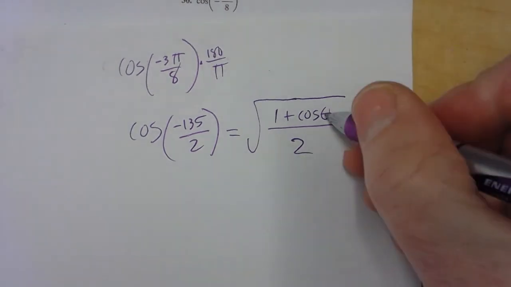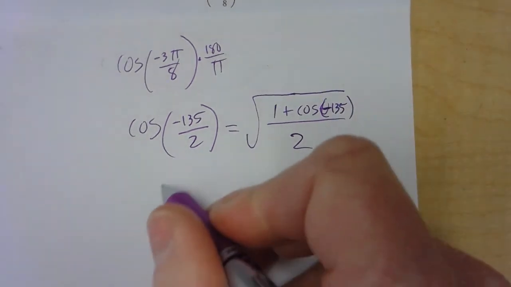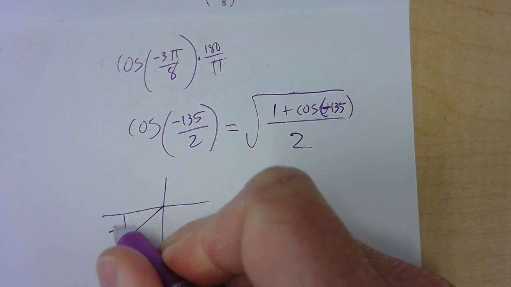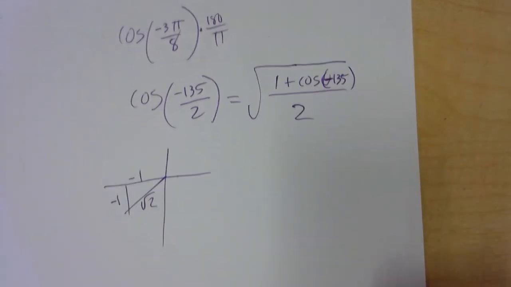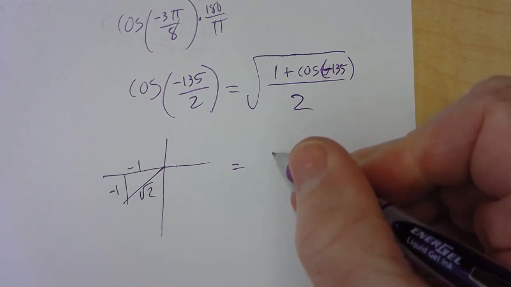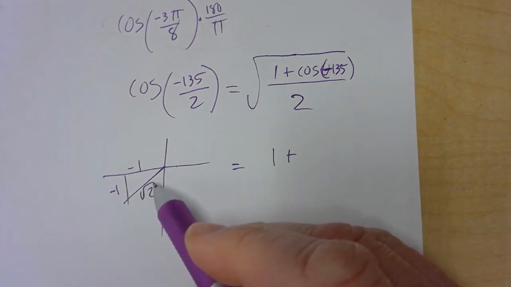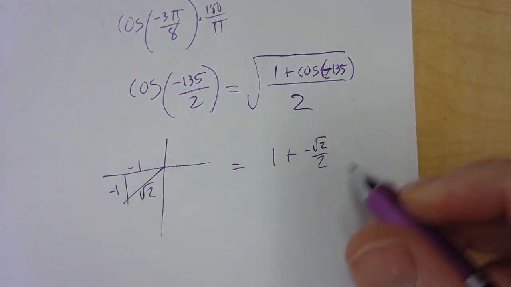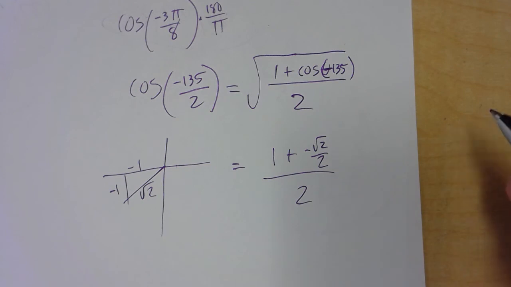All right, so I have to do cosine of negative 135 to make this work. So that's in the third quadrant. So 135 would be right here. So it's going to be negative 1, and radical 2, because it's 45, 45, 90. And the answer is going to be the square root of 1 plus, cosine is negative in this quadrant, right? It'd be negative radical 2 over 2, divided by 2.